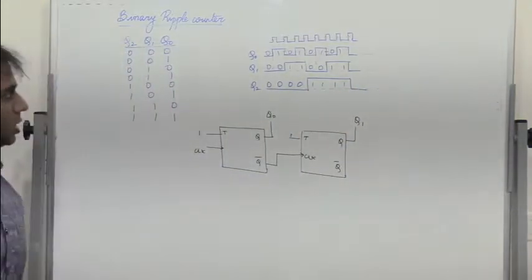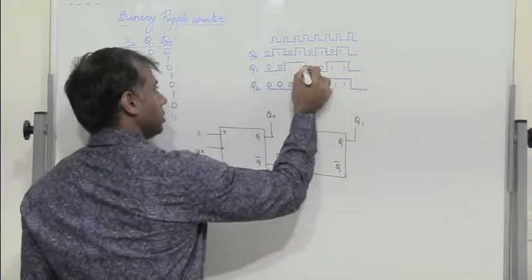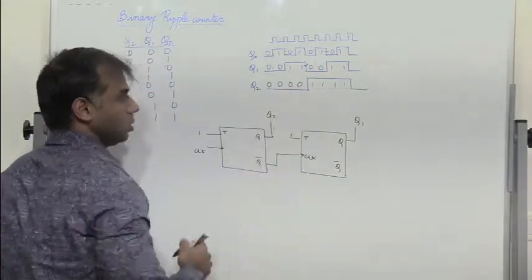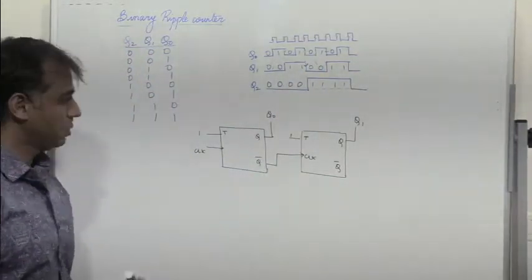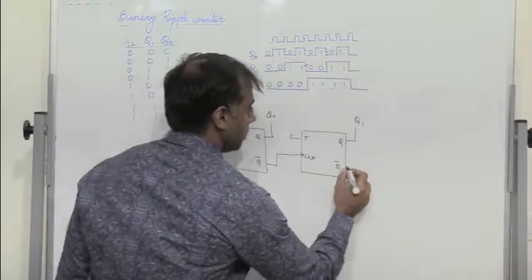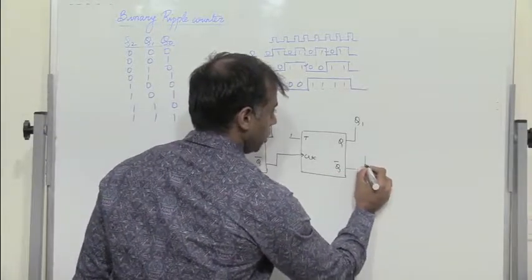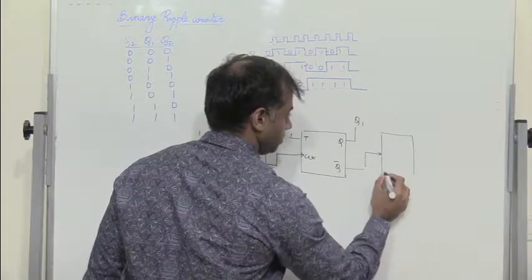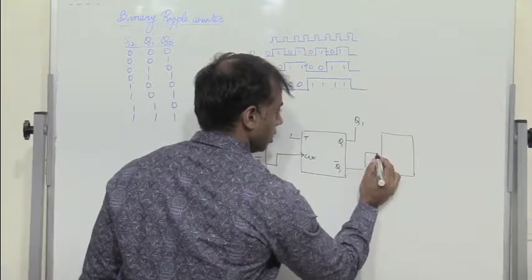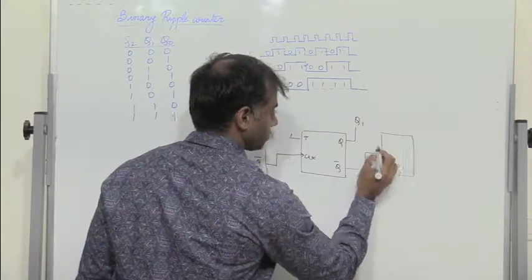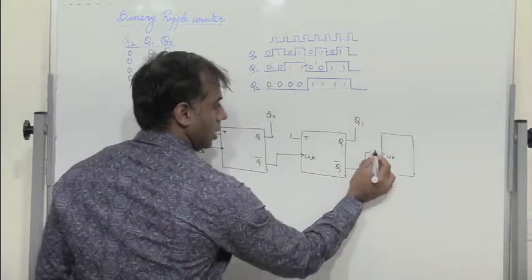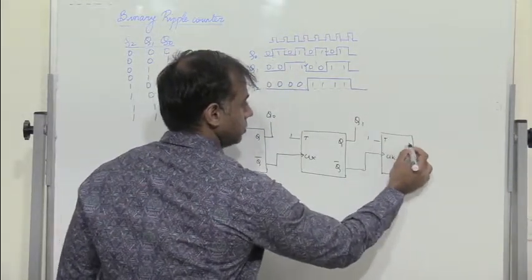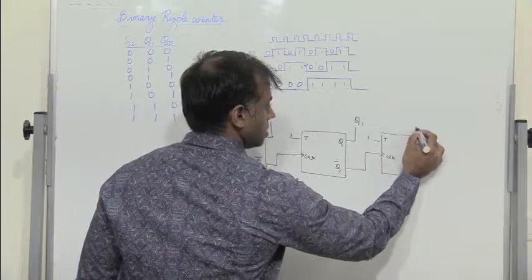So again what we observe, at the falling edge of Q1, Q2 changes from 0 to 1. So we follow the same procedure. Q bar of the second flip-flop is given as the clock input. So this is the clock input. And of course, 1 here, this is Q1, and this is Q2.